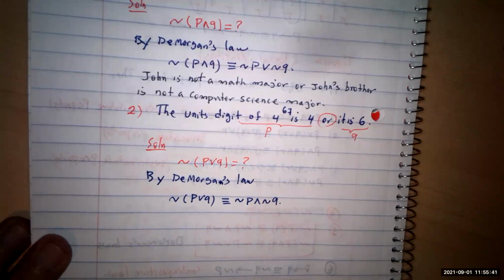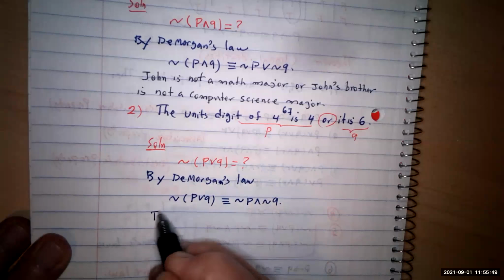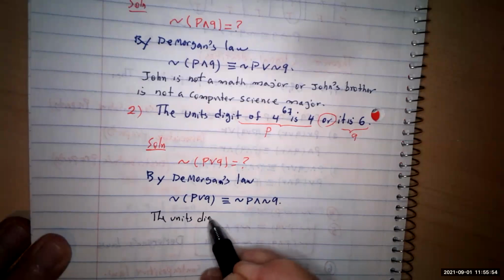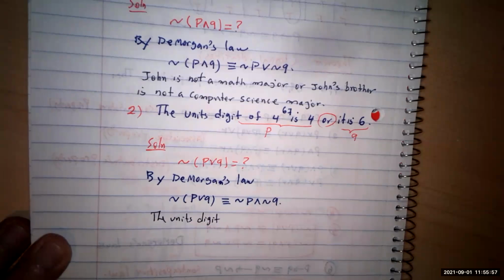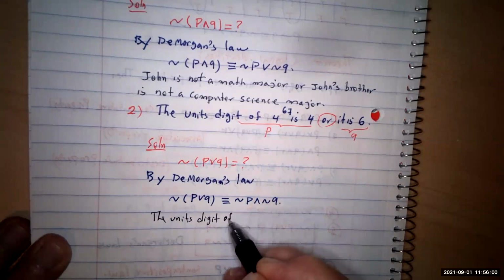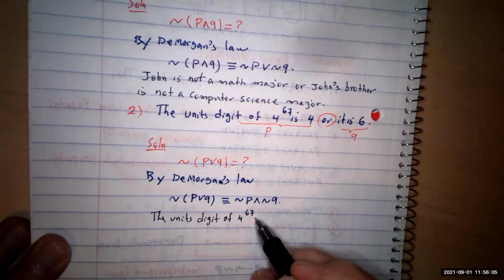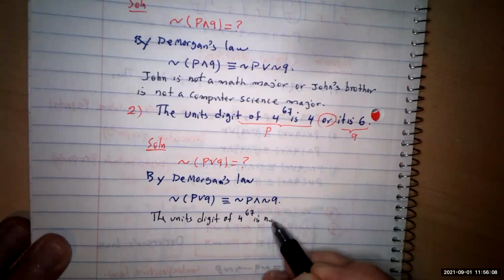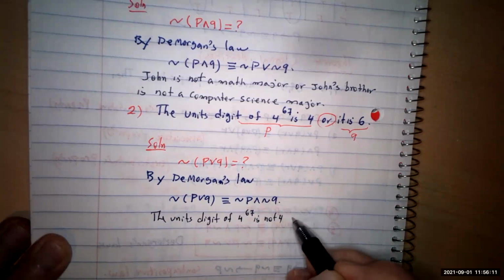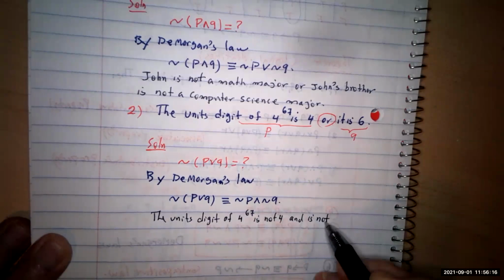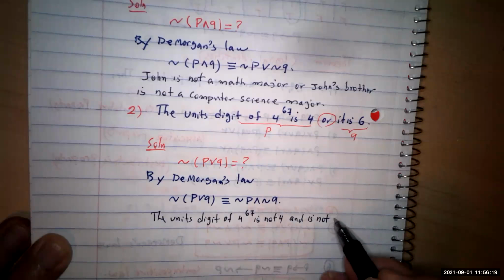The units digit of 4 to the 67 is not 4 and it is not 6. Let P be the statement that the units digit of 4 to the 67 is 4, and Q the statement that it is 6. So not P is "not 4," and the other one, not Q, is "not 6."